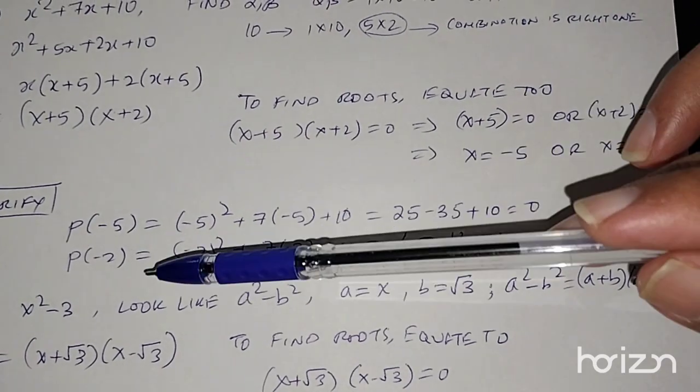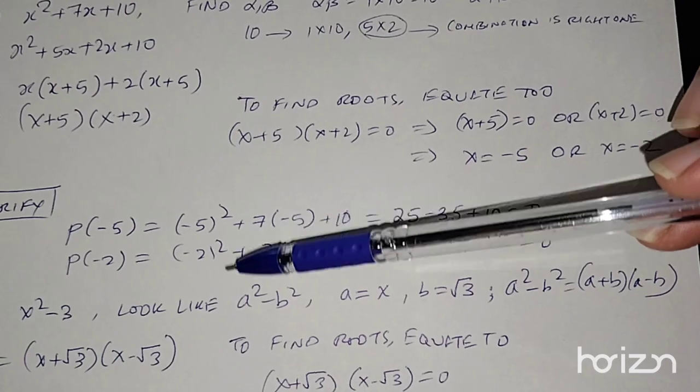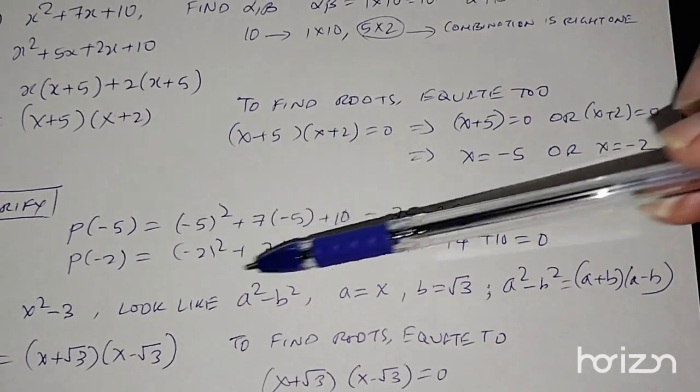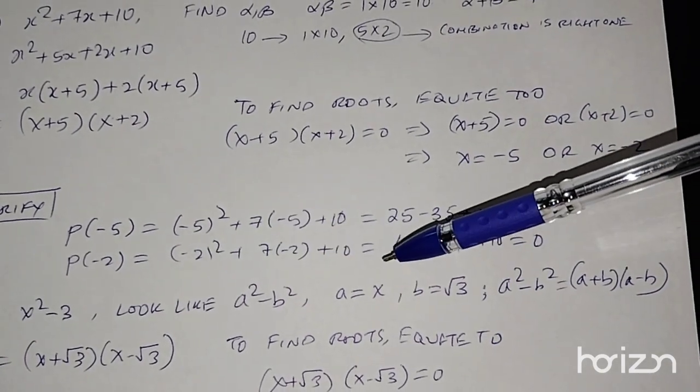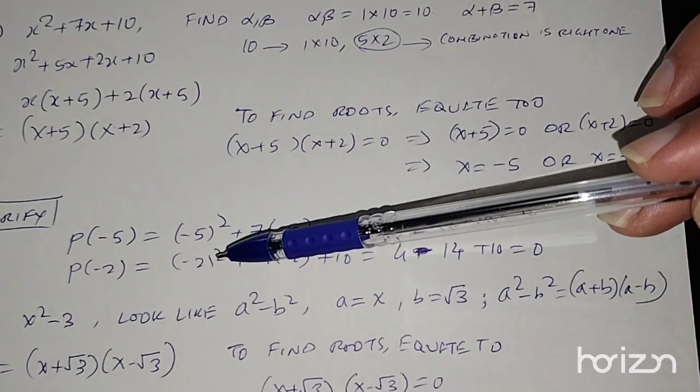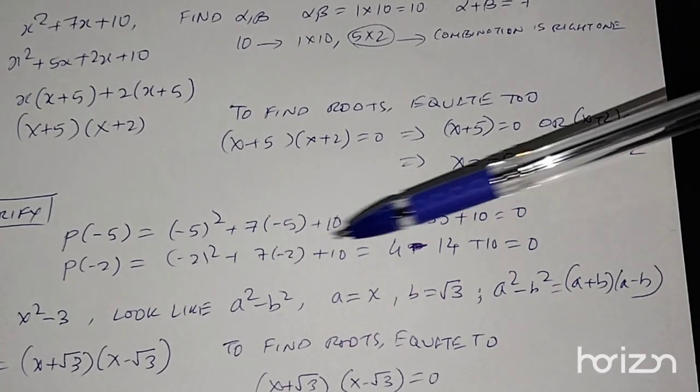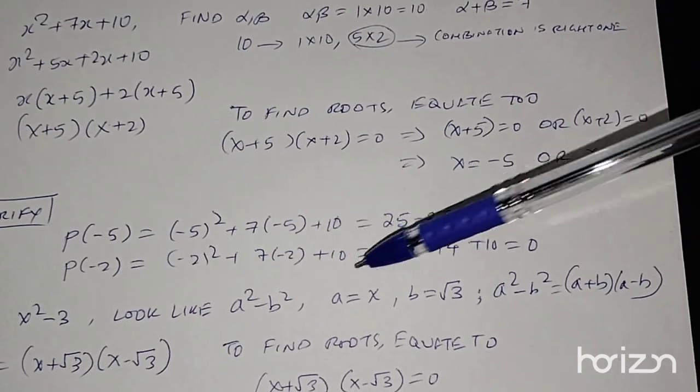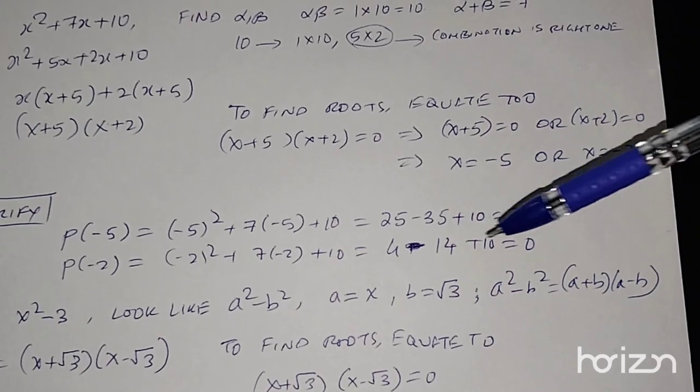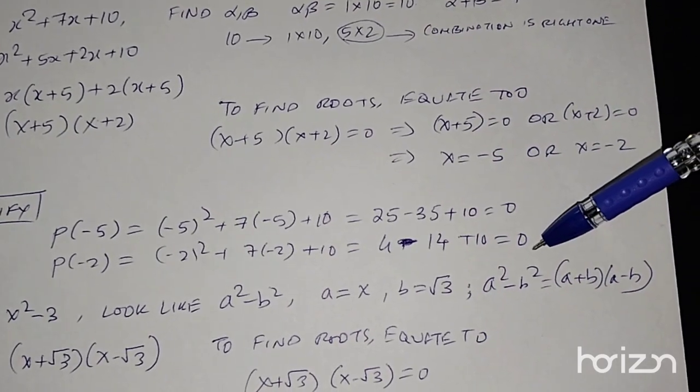To verify p of minus 2, you can substitute minus 2 there. So minus 2 squared plus 7 into minus 2 plus 10. Minus 2 into minus 2, you'll get 4 here. 7 2s are 14, minus 14, plus 10. So 4 plus 10 is 14, minus 14, you'll get 0.